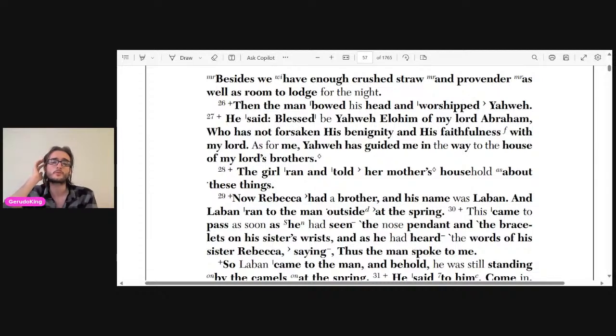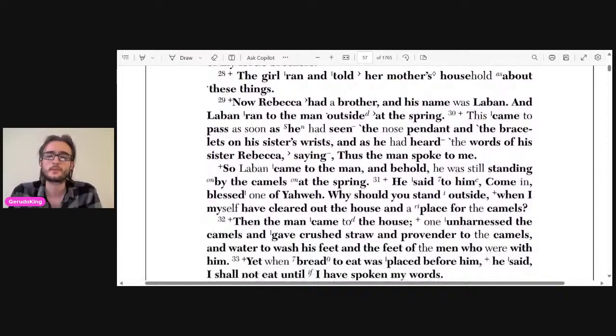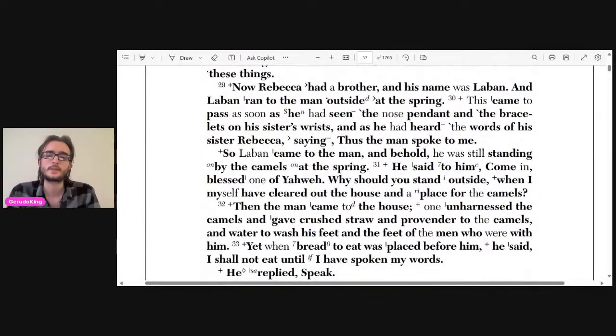The girl ran and told her mother's household about these things. Now Rebekah had a brother, and his name was Laban. And Laban ran to the man outside the spring. This came to pass as soon as he had seen the nose pendant and the bracelets on his sister's wrists, and as he heard the words of his sister Rebekah, saying, "Thus the man spoke to me." So Laban came to the man, and behold, he was still standing by the camels at the spring.